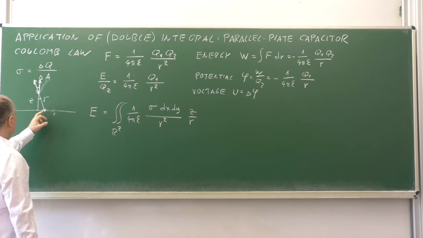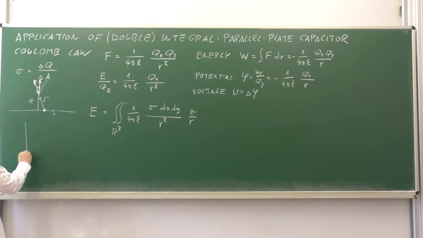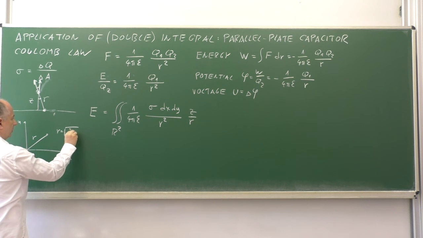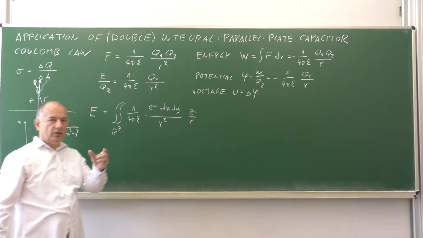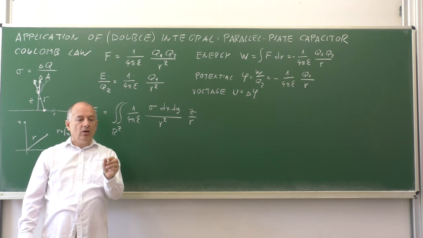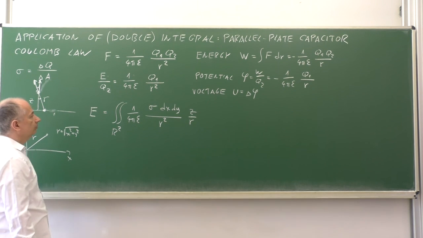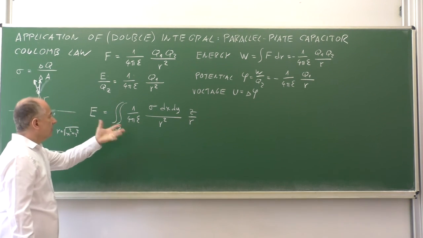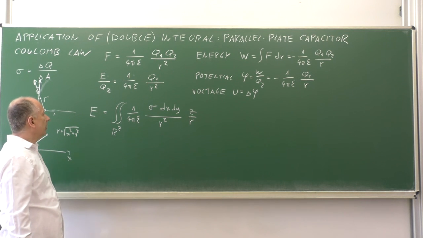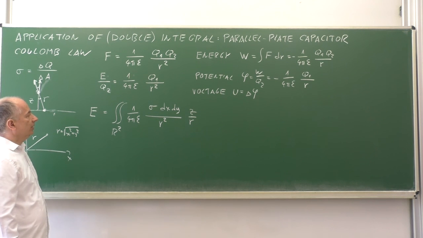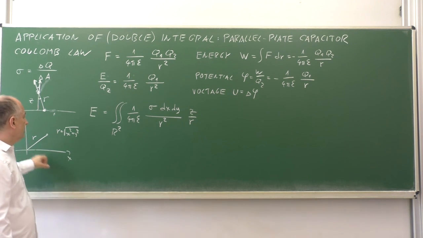Where r is the distance of this element from the origin, and in the xy plane, r is the square root of x squared plus y squared, where x and y are Cartesian coordinates of the small piece of the plate that we consider now as a source of the electric field. So this is an example of a double integral, and this is the application for the capacitor, because we will need the intensity of the electric field. How to evaluate this integral?